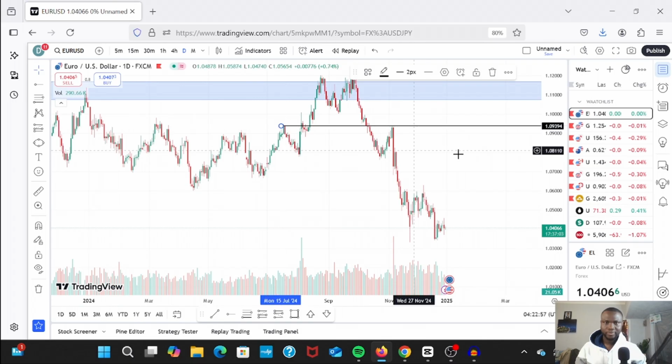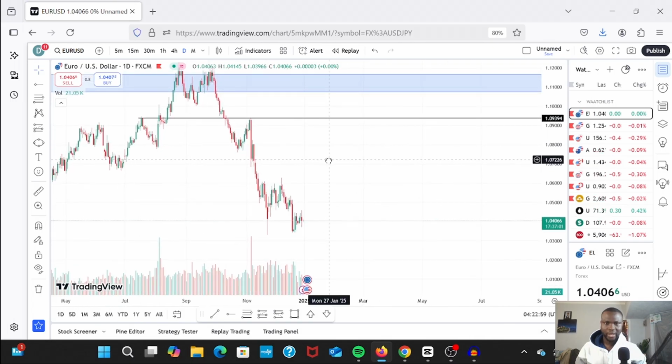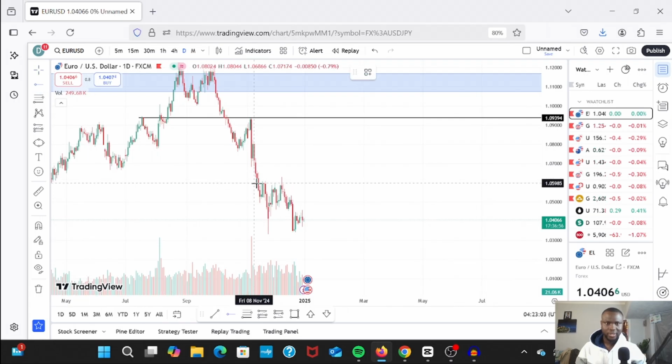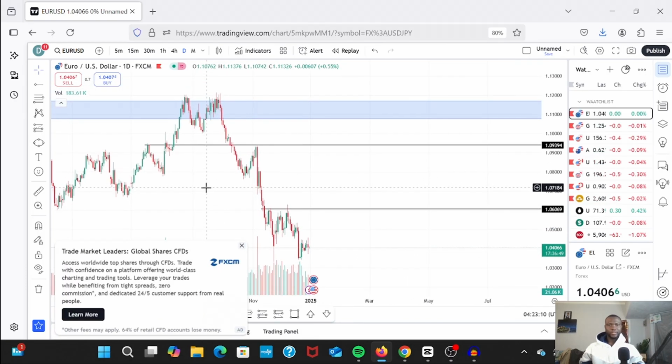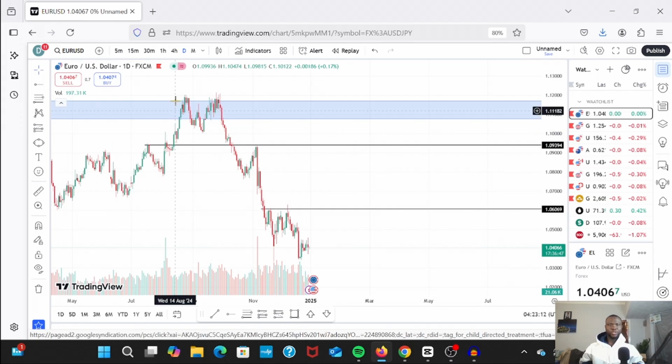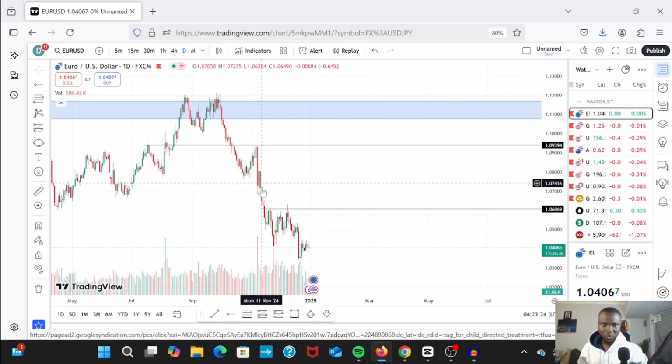Okay, we'll have one here, resistance. Then we also have another one at this point. We have another resistance at this point. You can see the market came to this point, and we have a breakout at this point, and it came over here to retest. It came over here to retest, and had another breakout here. We're having another retest.